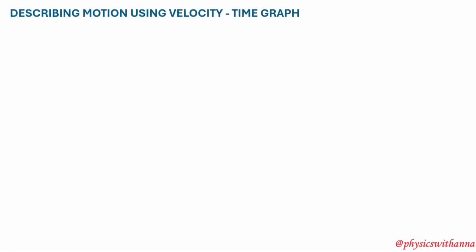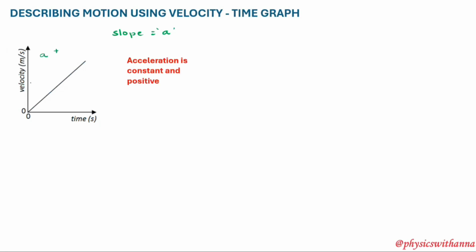In this video, we are going to describe motion using a velocity time graph. A velocity versus time graph is a graph of velocity on the y-axis and time on the x-axis, and the slope of the graph will give you acceleration A. So if you have a velocity versus time graph that is going straight up like this, in this situation, the slope, which is the acceleration, is a constant, and this value of acceleration will be positive.